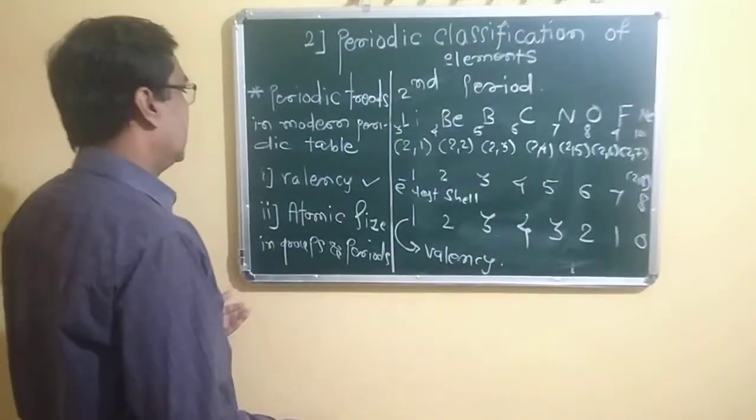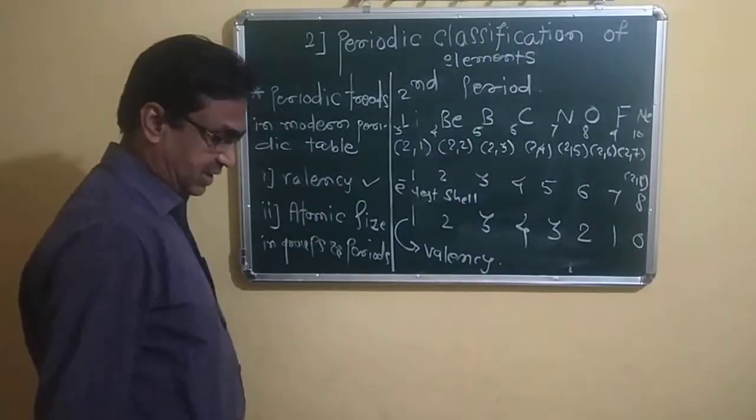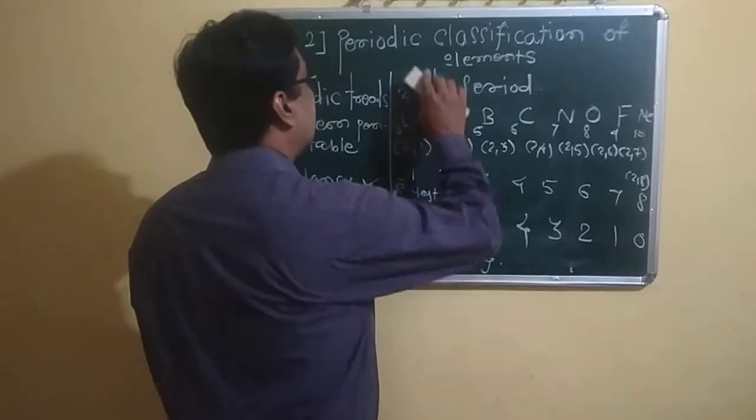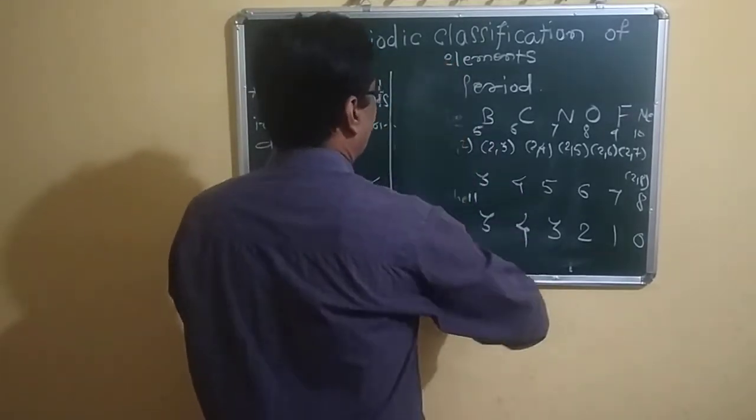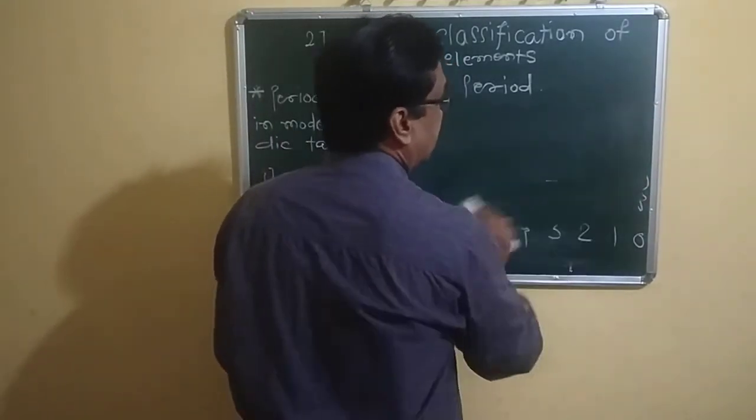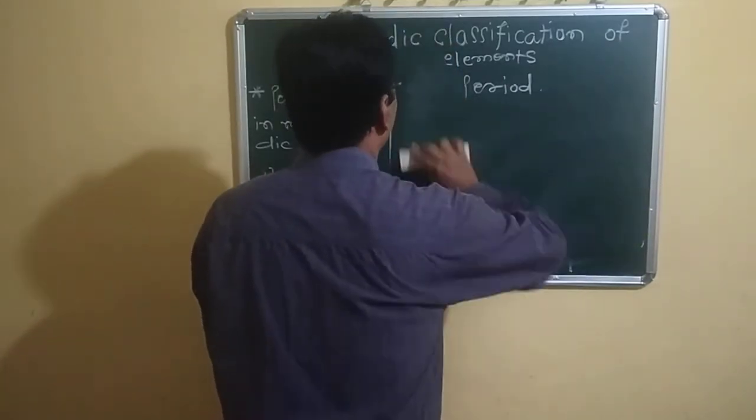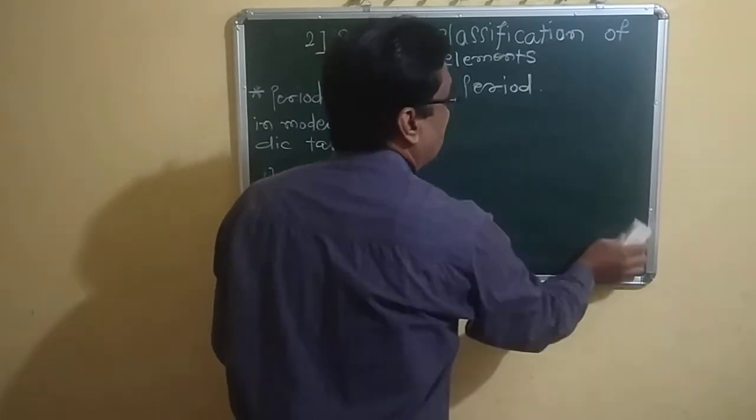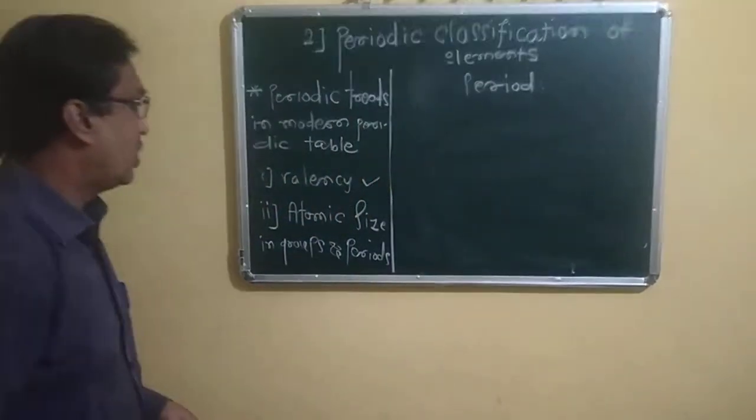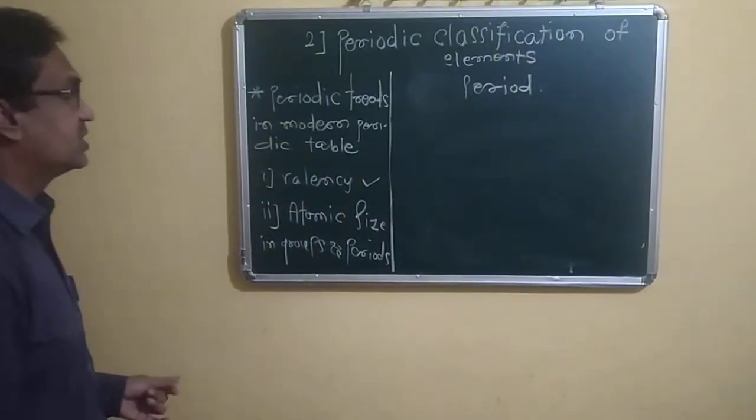So in this way we can easily see how the valency of the element changes, and how the trend of valency takes place in the group and period in the modern periodic table. So after that we have to see the atomic size.